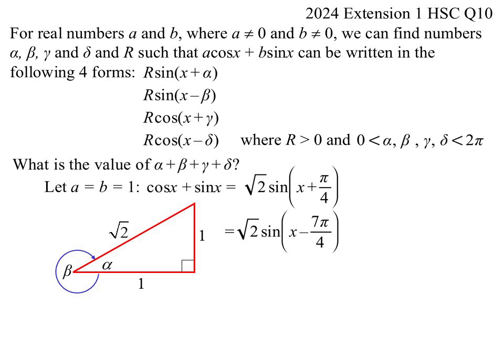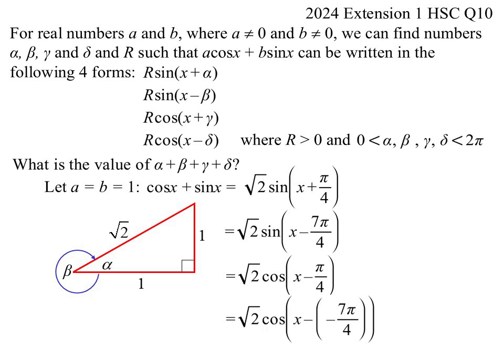But if I turn it into a cosine function, then again the acute angle is pi on 4, but if it's not the sine, it's the sine. So I could have written it as root 2 cos of (x minus pi on 4). So I now know what delta is. Delta must be pi on 4.